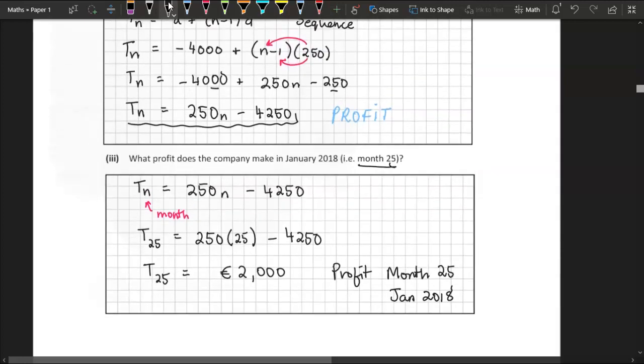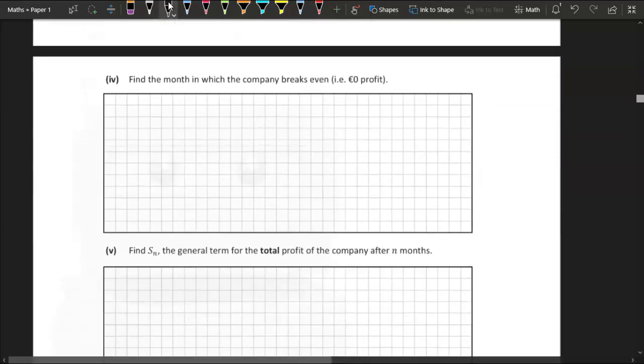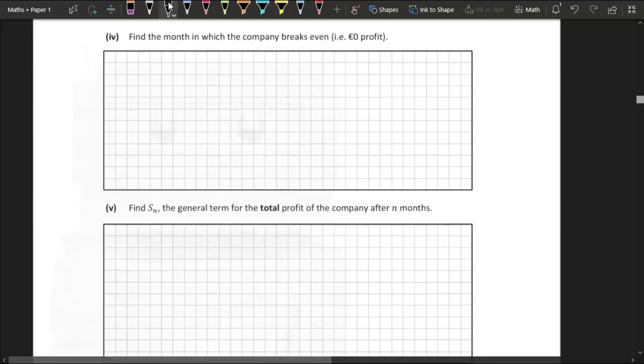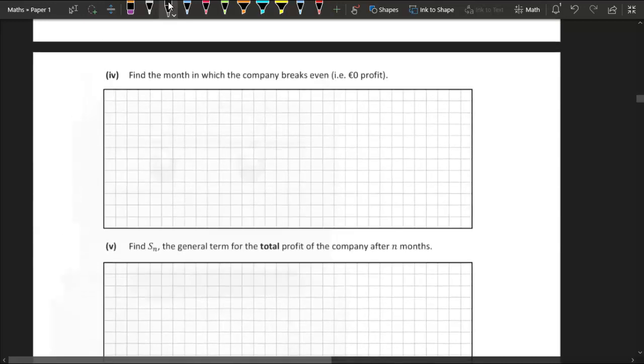All right, so let's move on to the next question. Find the month in which the company breaks even, i.e. a profit of 0. So what I would be saying here is find the month in which the profit is 0. I would start off by writing profit is 0 and then try and turn it into some maths. So profit equals 0. And we actually do have some maths for the profit, and we just used it a few minutes ago.